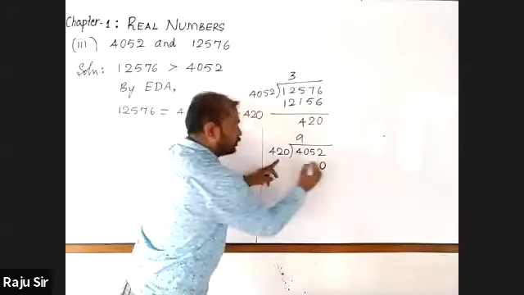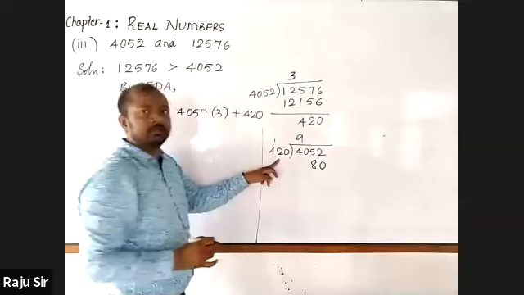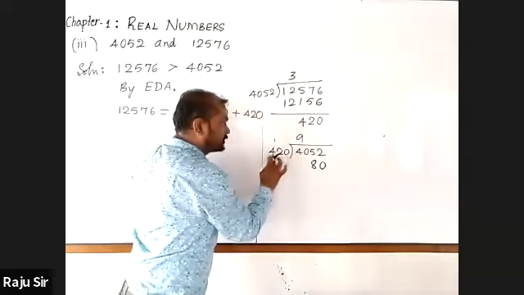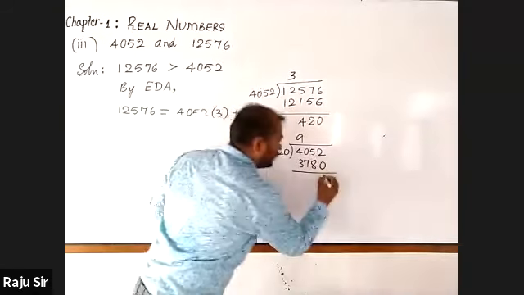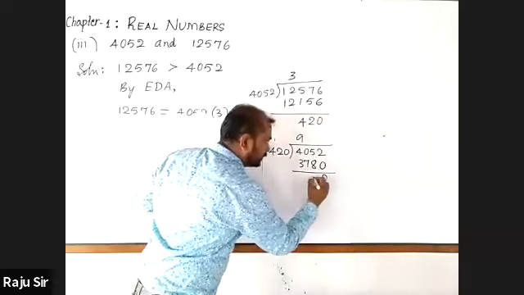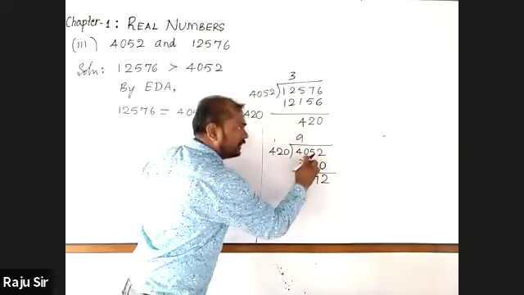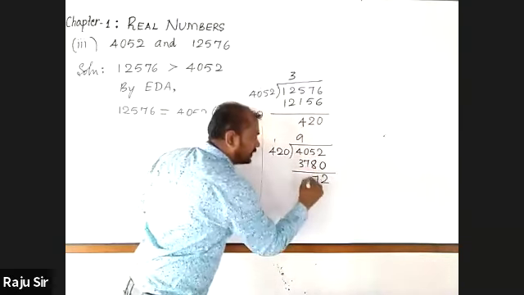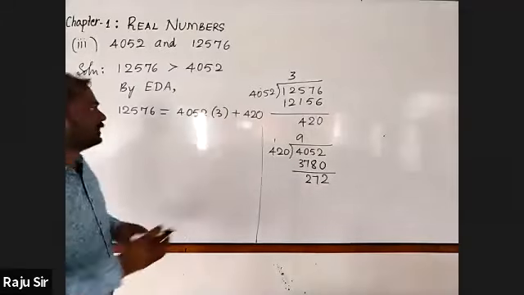9 2s are 18, carry 1, 9 4s are 36 plus 1. 3780. Very good. Now, the remainder will be 420. 15 minus 8 is 7. Then 9 will remain. 9 minus 7 is 2. 3 will remain. 3 minus 3 is 0. So 272. Hope that you have got the same.